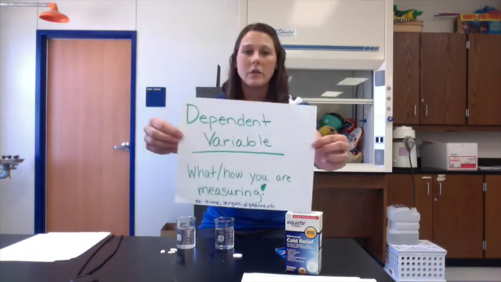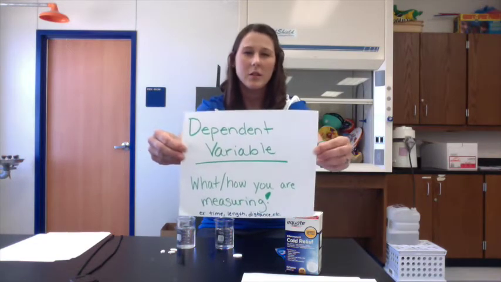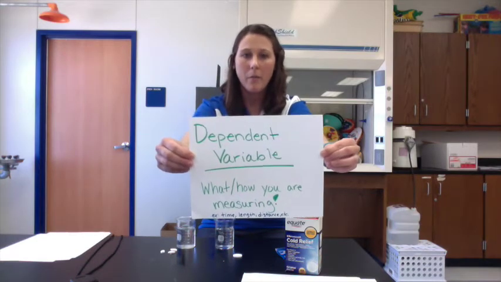Next word we need to know is dependent variable. What or how are we measuring this? In most cases, this is going to be your time, your length, your distance. So something you are measuring. So we're going to test dissolve rate, how fast it dissolves. So we're going to use a timer to basically measure time. So our time is our dependent variable.